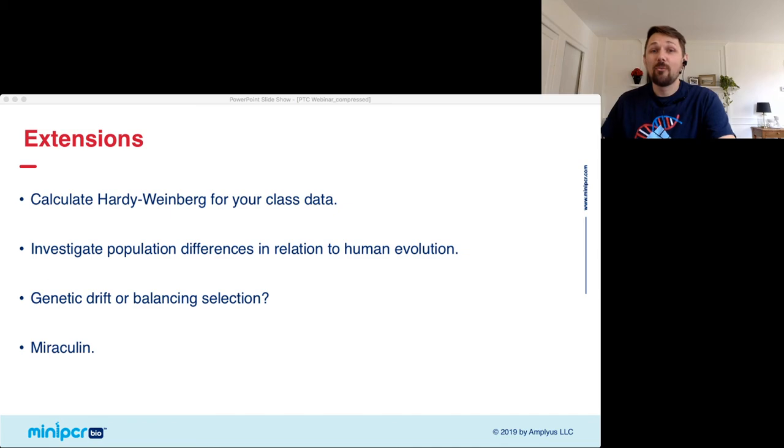As part of that, there's some really great extensions you can do with this lab. You can calculate Hardy-Weinberg equilibrium for your class. A lot of times people are looking for real life examples of calculating Hardy-Weinberg, so this is a great one to do that. You can investigate population differences in relation to human evolution.